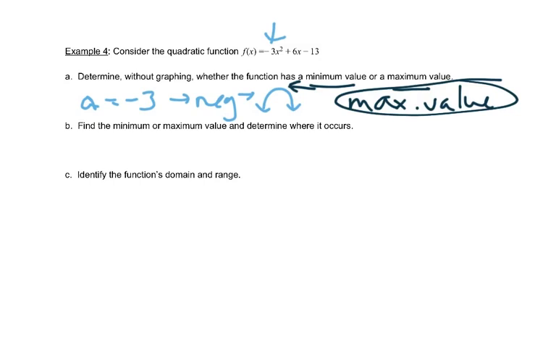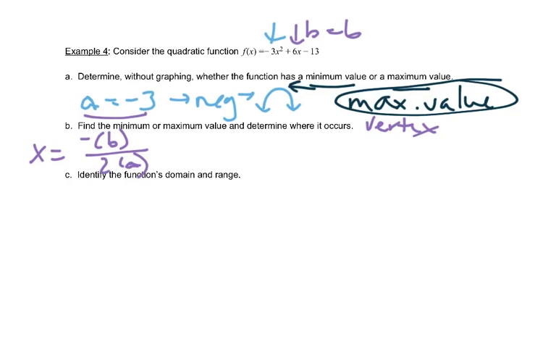So then it says find the minimum or maximum value and where it occurs. So that really is asking us to find the vertex. Okay, so for the vertex we have to use this formula. We know a is -3. The middle one says b is 6. So we have -6 in parentheses over 2 times -3. So we have -6 over -6, which is +1. So the x part of the vertex is +1.